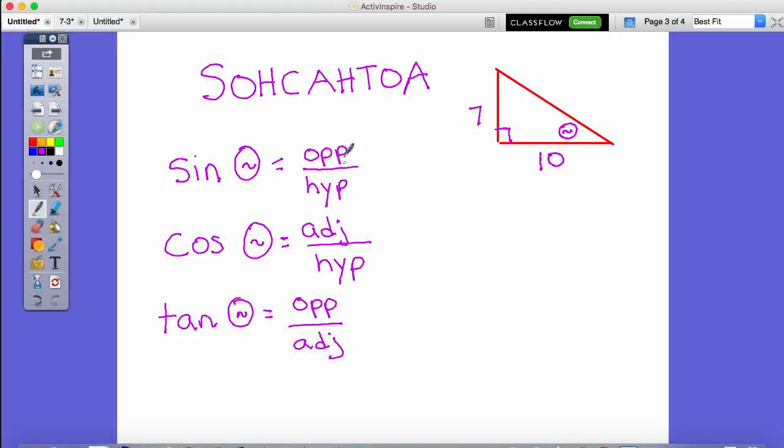Well, since I do not have a measure for a hypotenuse, I only have the side opposite theta and adjacent to theta, I have to use tangent. So the tangent of theta is the opposite, which is 7, over 10, which is equal to 0.7.